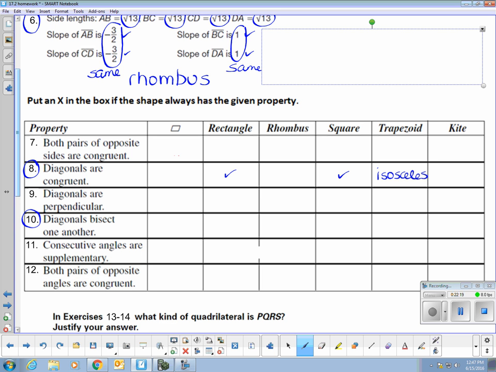All right, the diagonals bisect each other, which means both diagonals cut each other into exactly 2 congruent parts, right down the middle. That is true in a parallelogram. That is true in a rectangle. That is true in a rhombus. And it is true in a square. In a kite, only one diagonal does the bisecting. Both pairs of opposite angles are congruent in a parallelogram, in a rectangle, in a rhombus, and in a square.